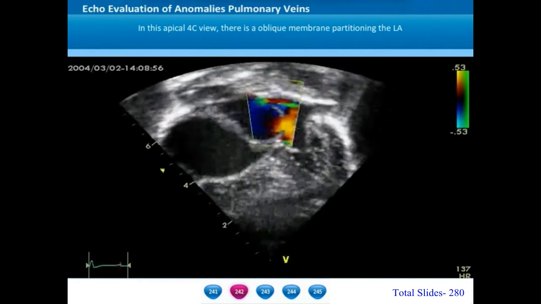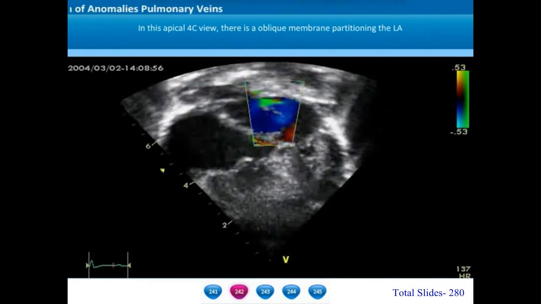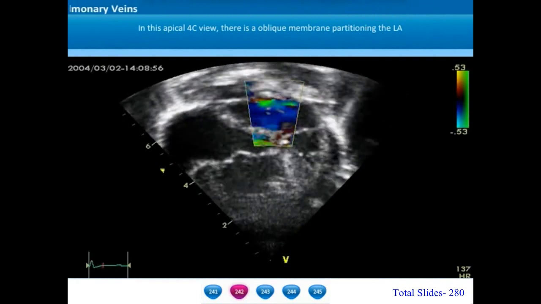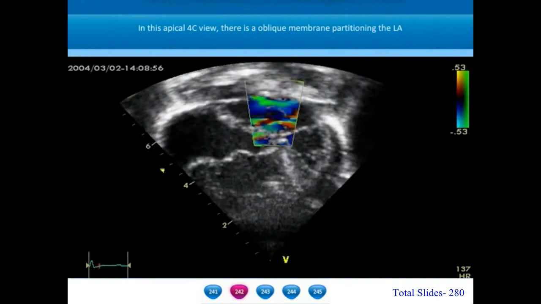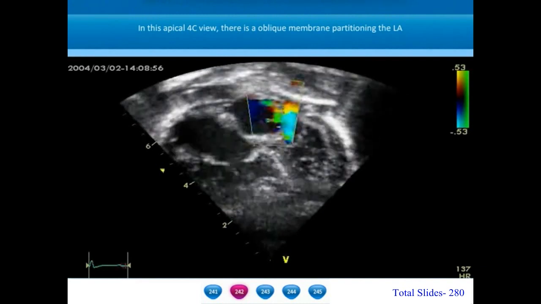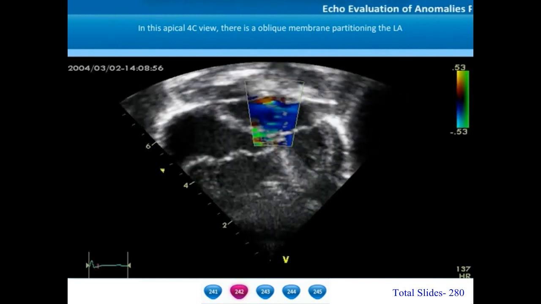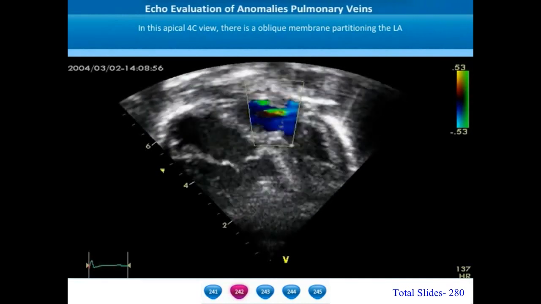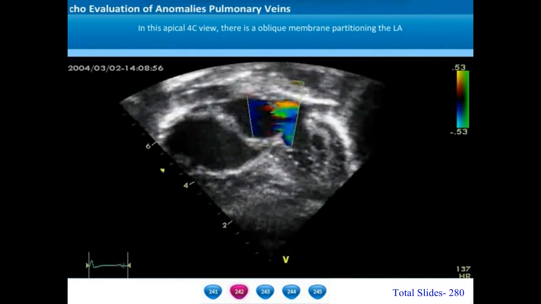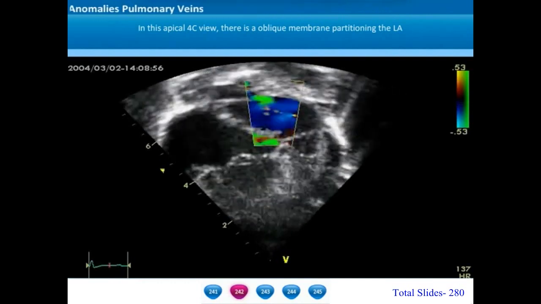This is an apical view of a patient. You can see an oblique partitioning membrane in the left atrium which divides the left atrium into two chambers. There is a small orifice in the membrane at the superior end of the membrane, and that causes a turbulent flow from the upper chamber into the lower chamber of the left atrium.